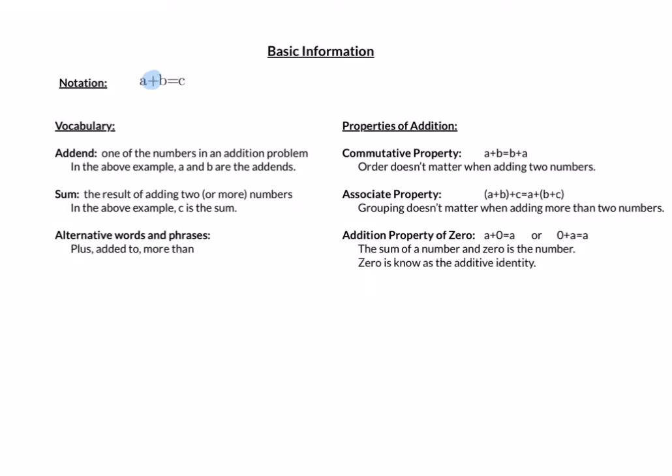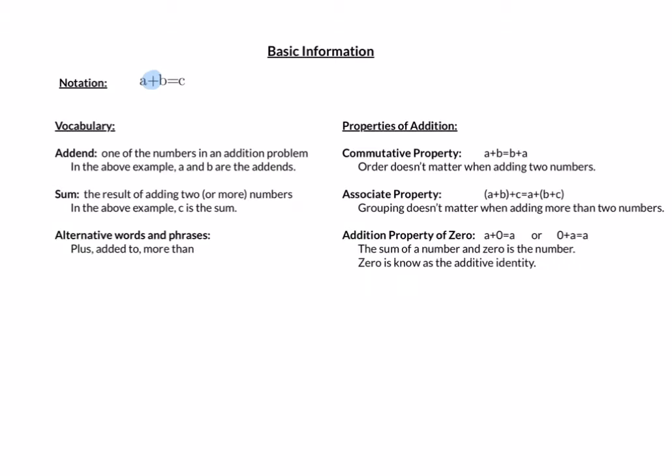The other one we have is the associative property. And so the associative property says that grouping doesn't matter when adding two or more numbers. So if we want A plus B plus C, what we can do is we can add A plus B first and then add C onto it. Or we can add B plus C and then add A onto that. So the important thing is with addition, order doesn't matter, grouping doesn't matter. Do it however it is easiest for you.